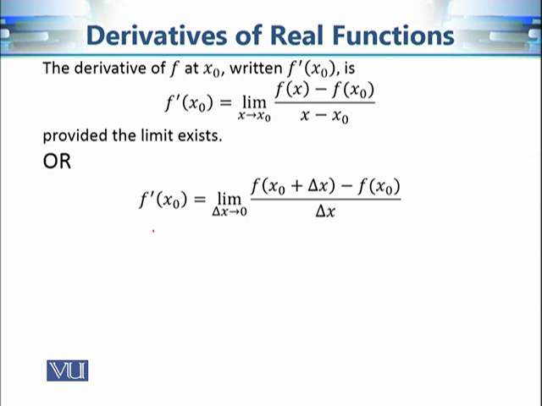In other words, if we change the point, then we have a different scenario. It may happen that the limit for this point x0 exists, and for some other point x1 the limit does not exist. So it really depends at which point we are calculating the derivative.